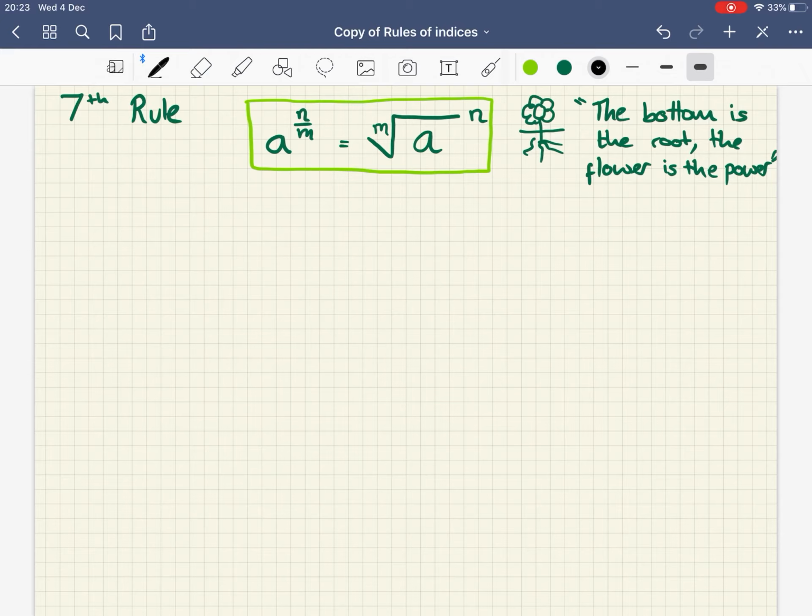So if we had 9 to the power of 3 over 2, I'm going to have this root sign. The 9 is going to go underneath. Now the bottom is the root, so that's going to be a 2 in there, and the flower is the power. So when there's a 2 in there, it means we're doing a square root. So square root on 9 is 3. And my power is still 3. And then 3 cubed is 27.